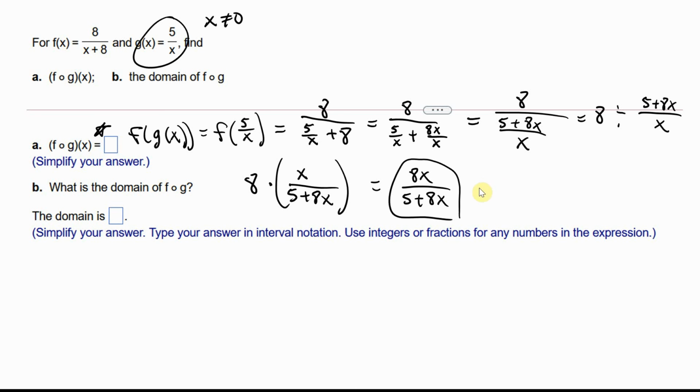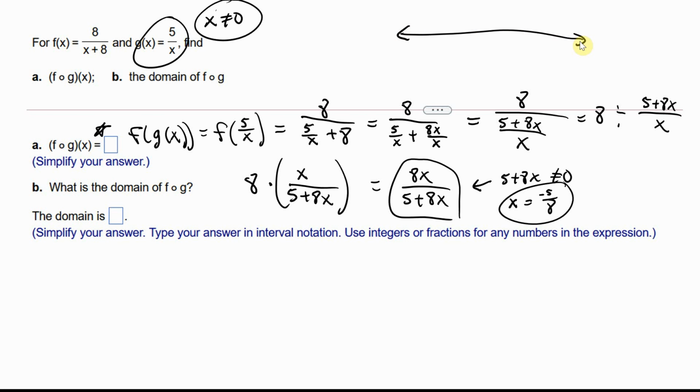And then for this domain, 5 plus 8x cannot equal 0. So if I solve for x, I get x is equal to negative 5 over 8. So I have to restrict these two numbers from the domain. Right? So our domain, and let's make sure we get the right order. Well, if a number is negative, it's going to fall to the left of a positive number, or 0. So I have negative 5 over 8, very close to it I have 0. So this is negative infinity, and this is positive infinity.